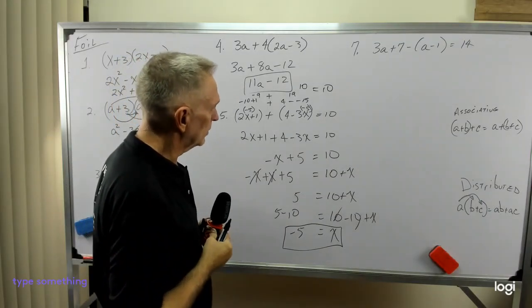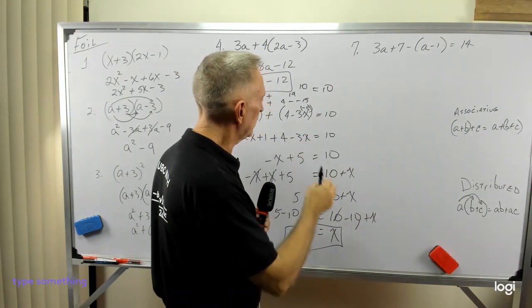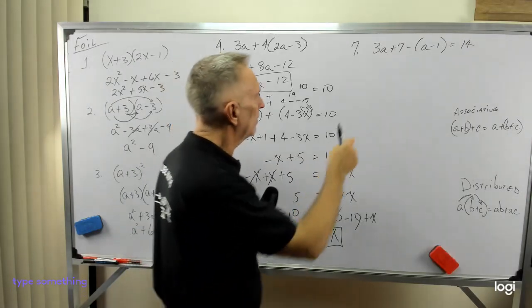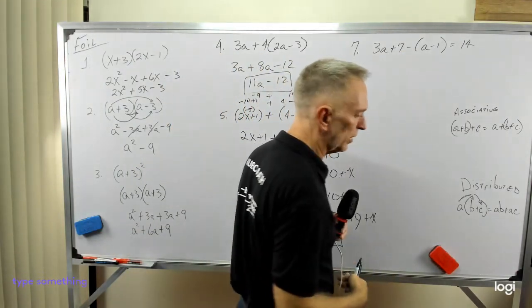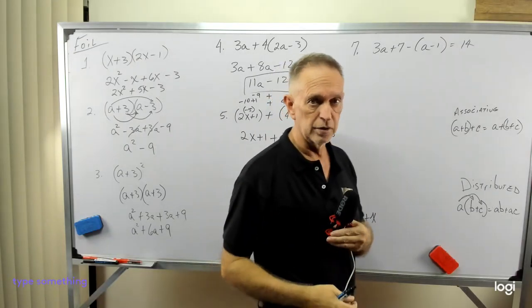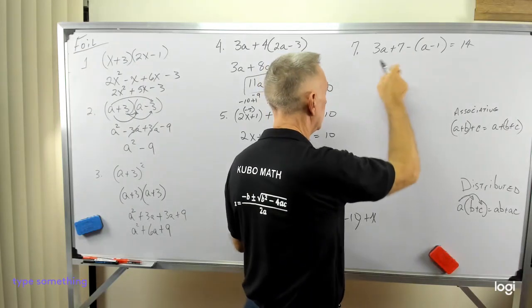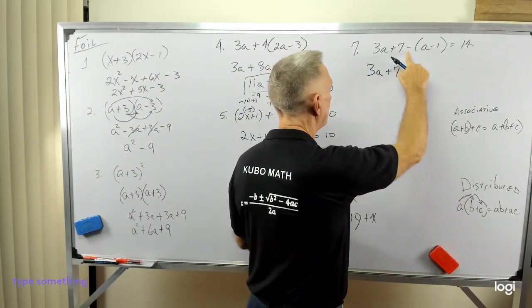But what about this problem up here? Now it's very similar to what we just worked, except I have a negative out here. Recall the associative property is associated with addition. How do I handle this negative? So I have 3a plus 7 minus a.